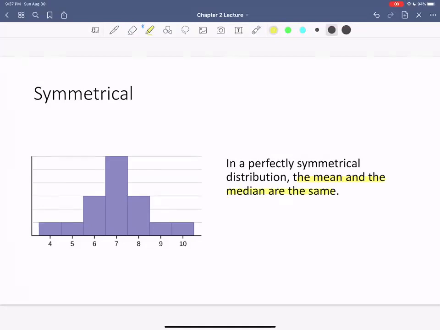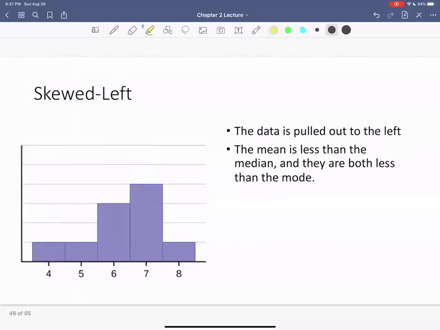We have two more that we're going to look at. We're going to look at what we call skewed left. The data is pulled to the left. You can see to the left, it comes out a little, it starts tailing to the left. This is called skewed left. And here, the mean is less than the median, and they are both less than the mode.